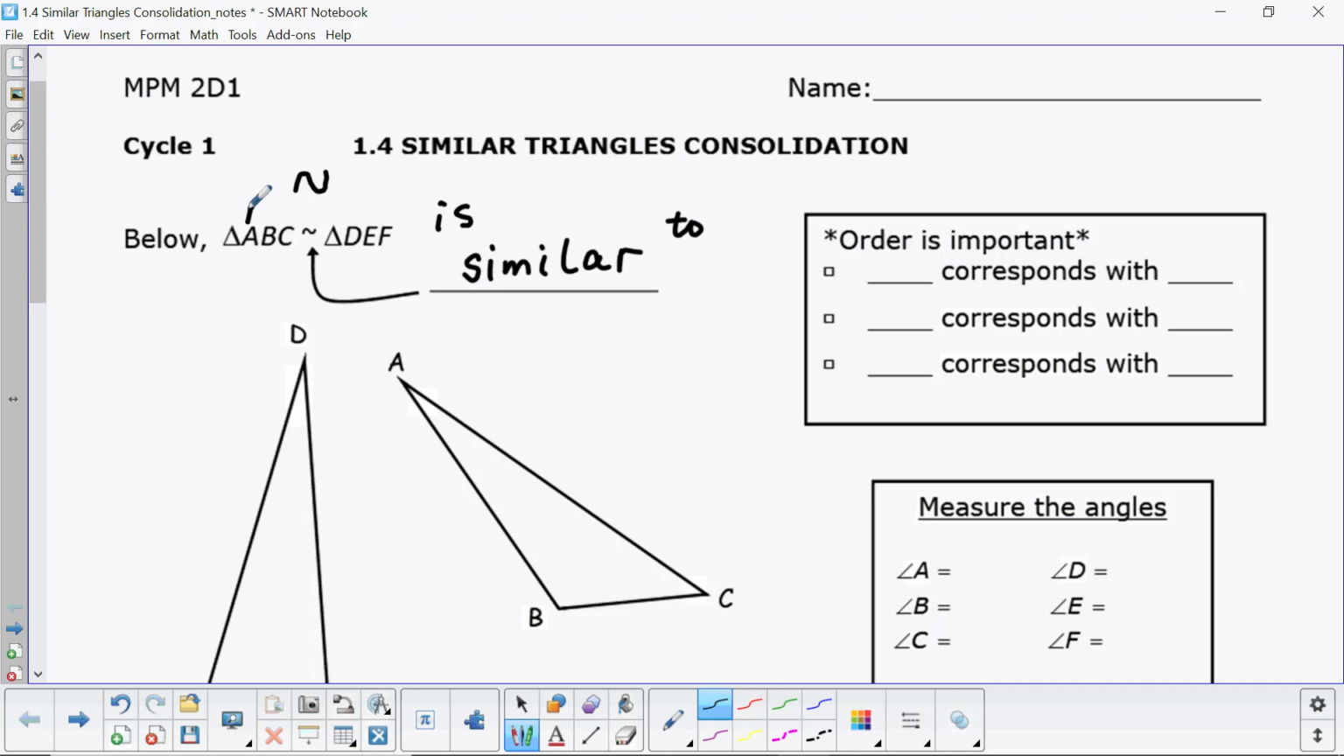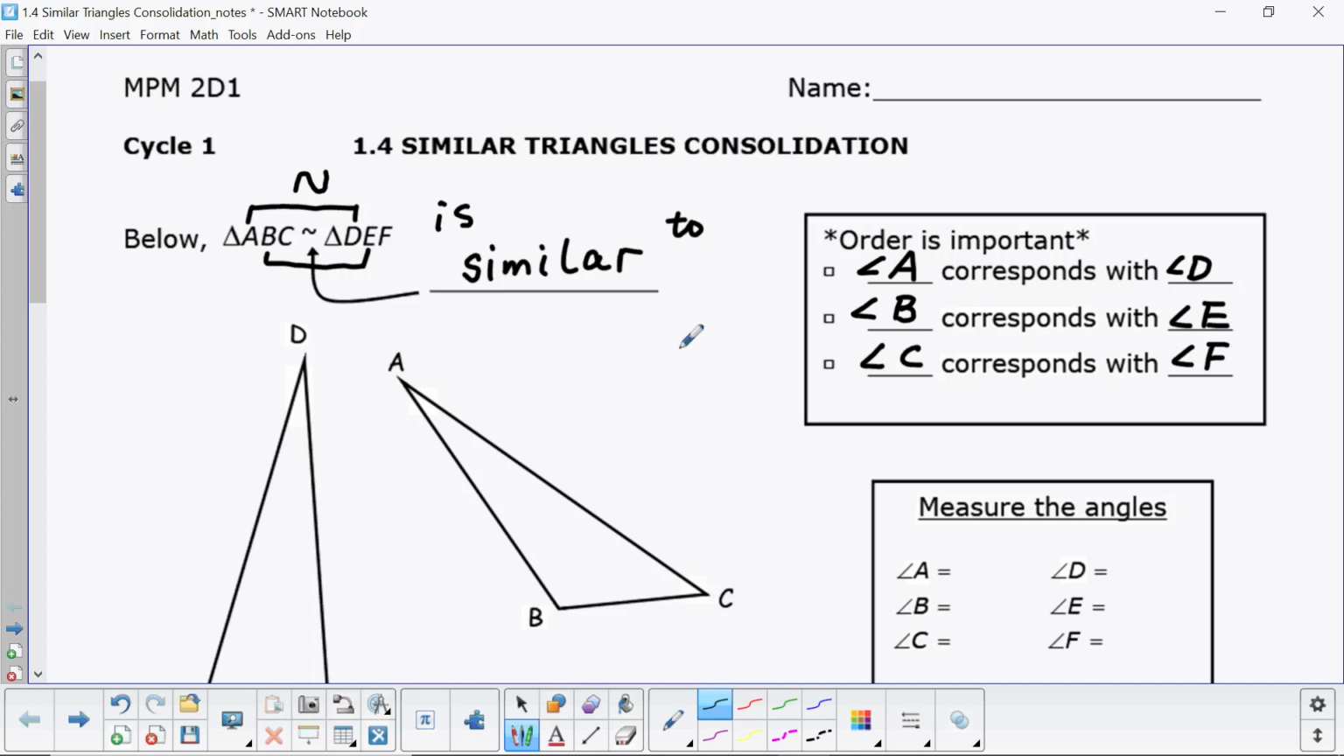So the first letter corresponds to the first letter. So A corresponds with D, and in the triangle, angle A corresponds with angle D. The second one, angle B corresponds with angle E. And the last one, angle C corresponds with angle F.